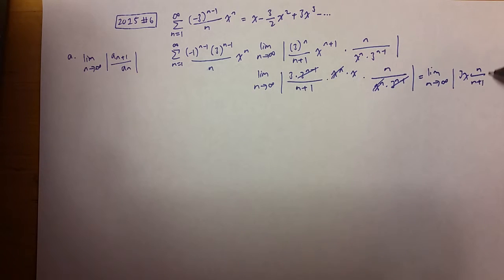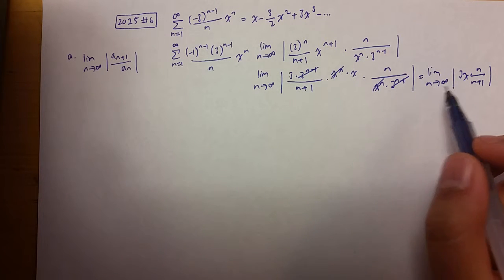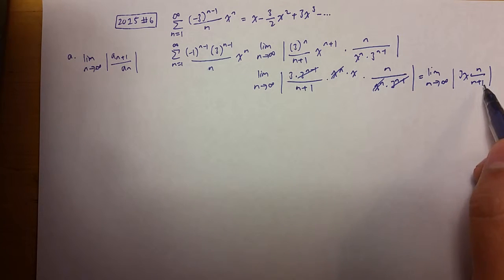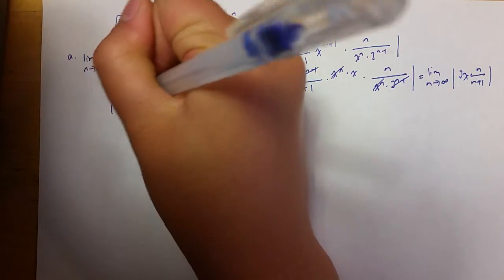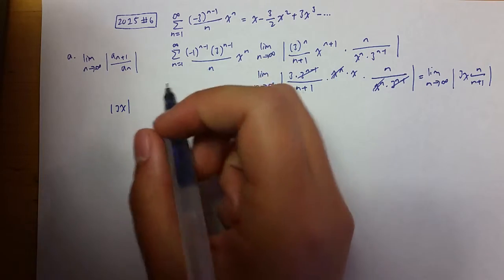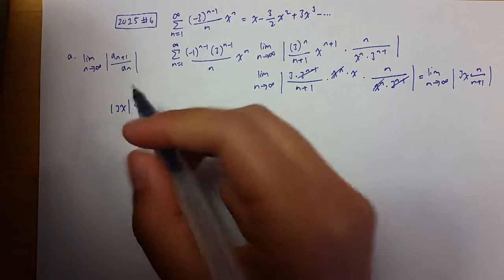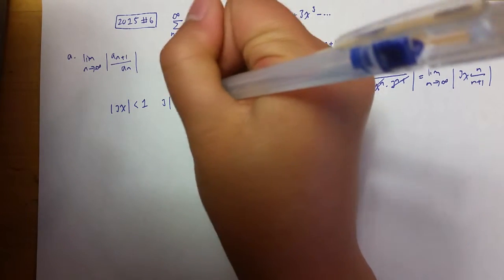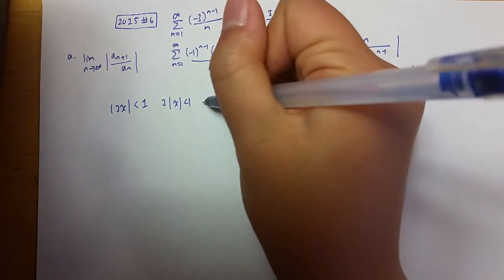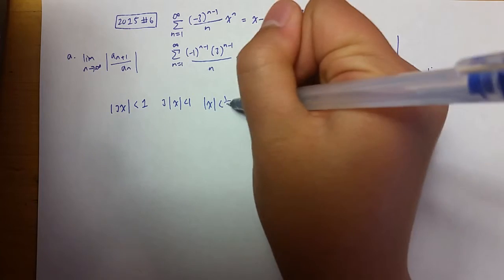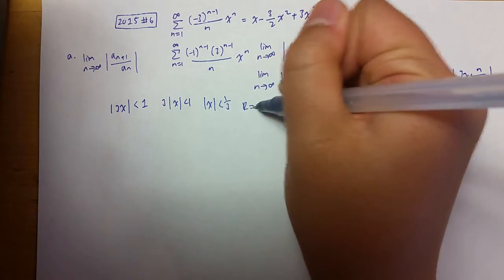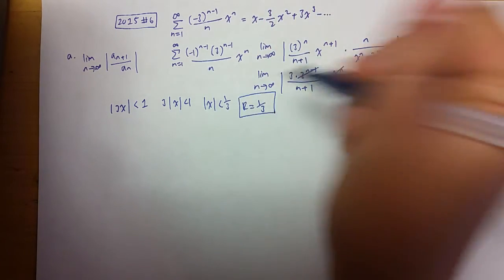And because we took honors pre-calc, we know that the limit as n goes to infinity of n over n plus 1 is just 1. So this is the same thing as the absolute value of 3x. And the ratio test tells us that this must be less than 1 for this series to converge. And because 3 is a positive constant, we can pull it out of the absolute value. And then we'll have the absolute value of x is less than 1/3. And that means our radius of convergence is also 1/3.